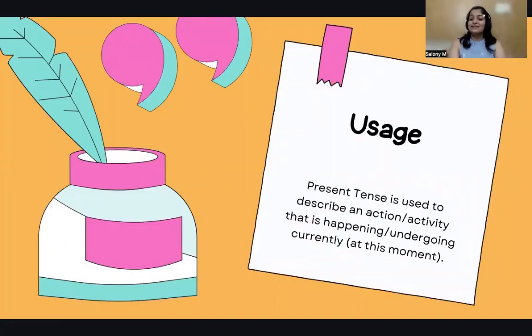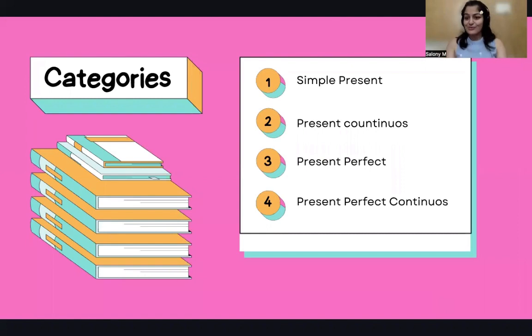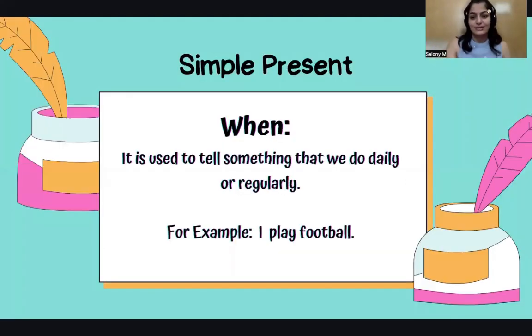Present tense is used to describe an activity or an action that is undergoing or happening currently. Like what I am doing right now, I am teaching or I am making a video. This is what I am doing at present, something that we do presently. So what are the forms of present tense? There are 4 forms of present tense: simple present, present continuous, present perfect, and present perfect continuous.